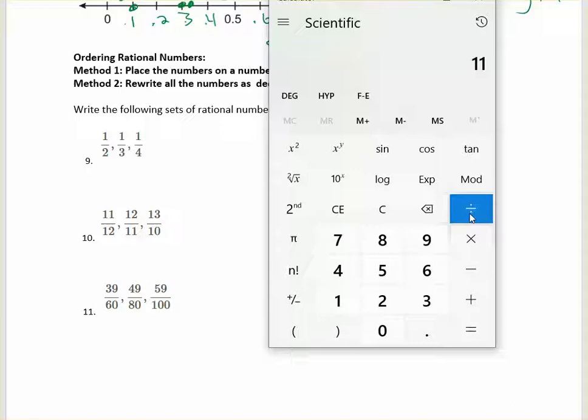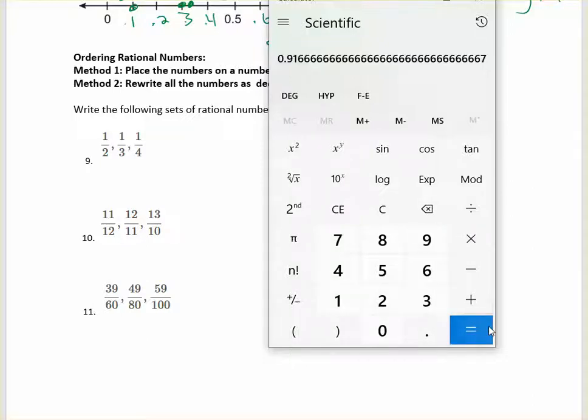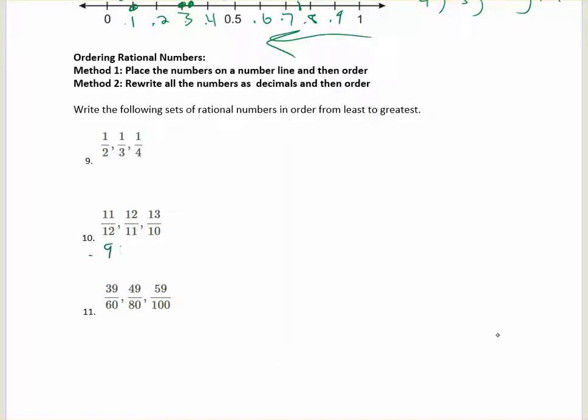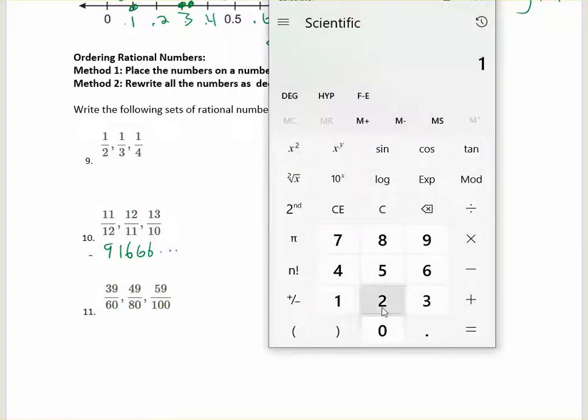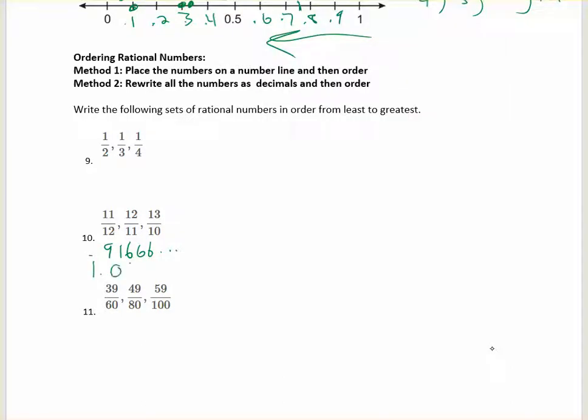11 divided by 12 is 0.916, and the 6 repeats. So I'm just going to write out a few 6's and then put dot dot dot. Now let's do 12 over 11. That's 1.090909, and the 09's would repeat.